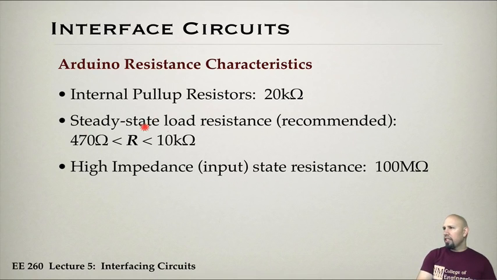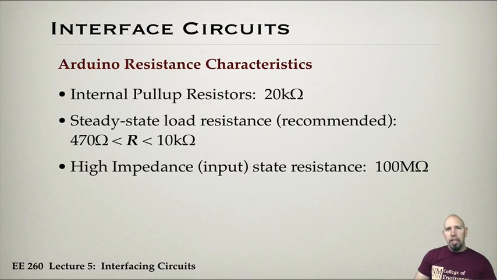Steady state load resistance. Okay, if you hook up a load to the Arduino in steady state, to keep things working properly, you probably want the resistance between 470 ohms and 10K ohms.